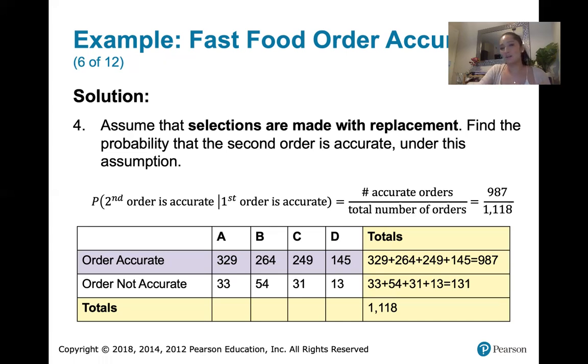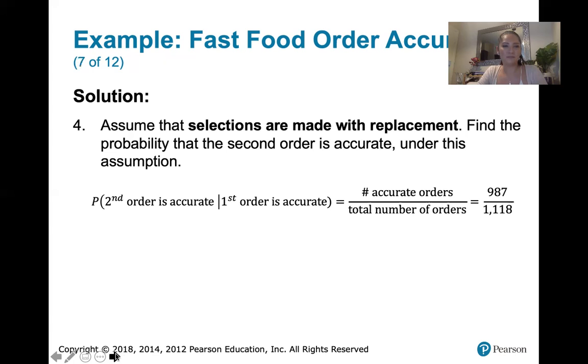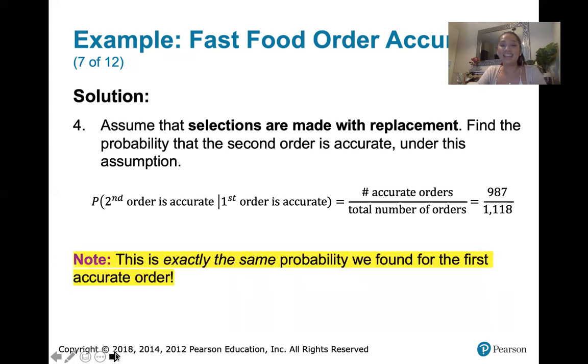And so we're just going to take the number of accurate orders and divide by the total number of orders. So we get exactly the same proportion as before, 987 out of 1,118. Note that this is exactly the same probability that we found for the first accurate order. We're asking, what's the probability that both are accurate? The probability that the first one is accurate is the number of accurate orders out of the total number of orders. The probability that the second one is accurate is exactly the same because we put the first order back into the mix. And now we've got 987 accurate orders over 1,118 orders again.